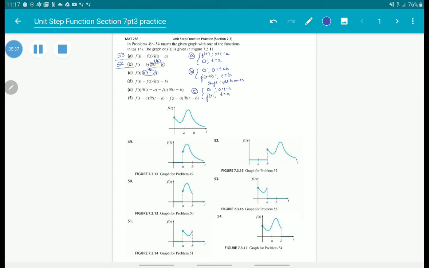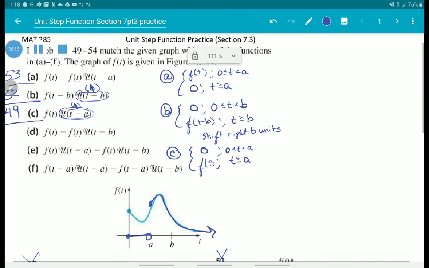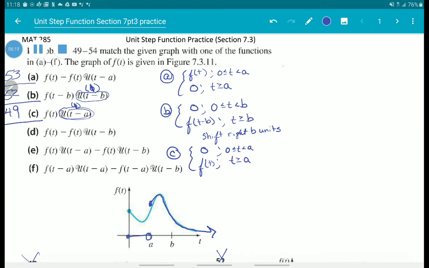Now let's look at C. C says it's going to be 0 between 0 and a. And then it's going to be our f of t function from a on. So it should look something like this. So which function does that one look like? If we were to compare, it looks like number 49. So we've used 49, 52, and 53 for A, B, and C. Now let's continue with this. Let's look at D. I'm going to zoom back in here. We're going to rewrite D, E, and F now in terms of piecewise functions.